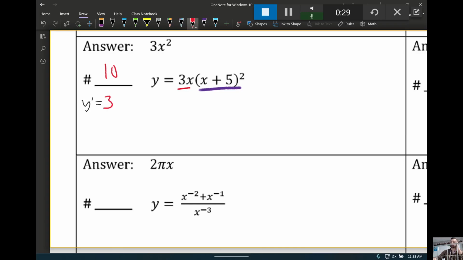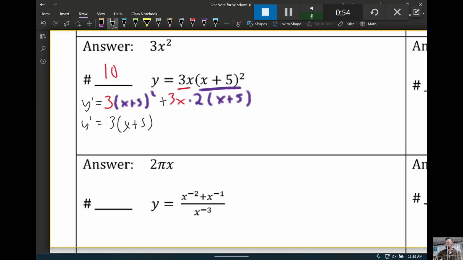You can take the derivative of the first with the second left alone plus the first left alone times the derivative of the second. And now even this, you can still use power rule on this. You can still bring the power down and then lower the power by 1. So the derivative could be 3 times x plus 5 squared plus 6x times x plus 5.